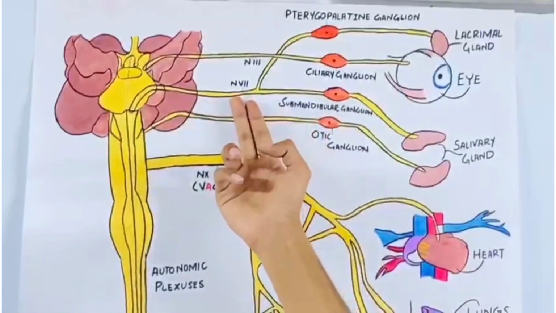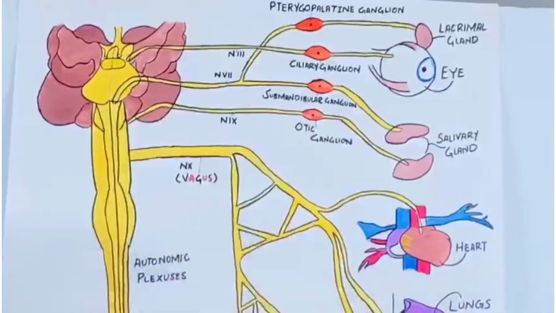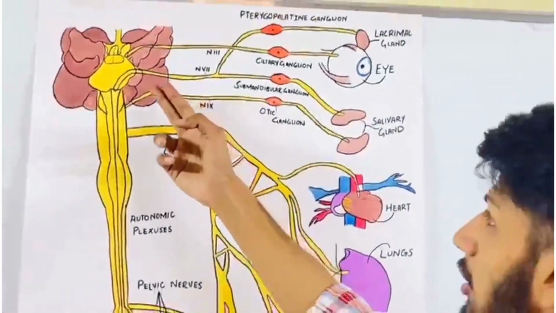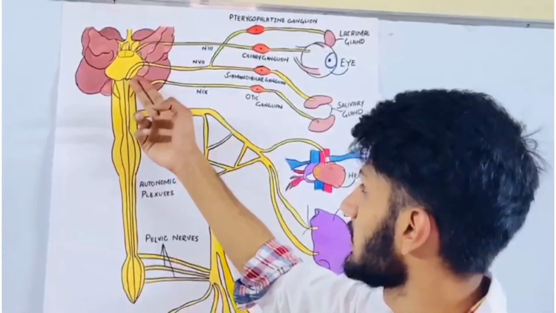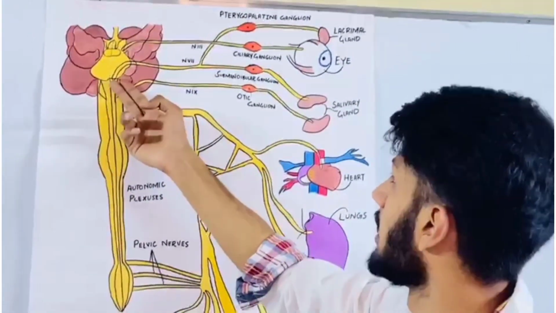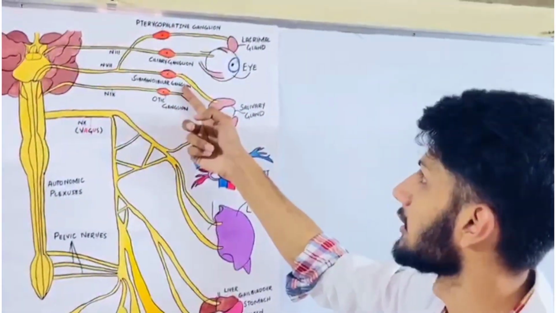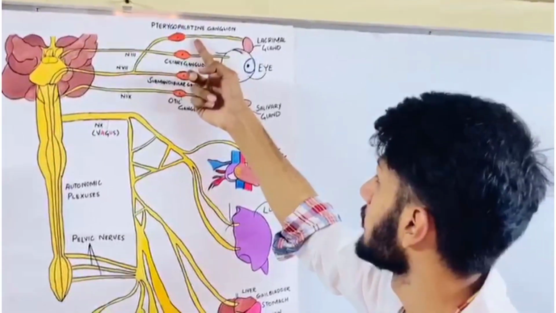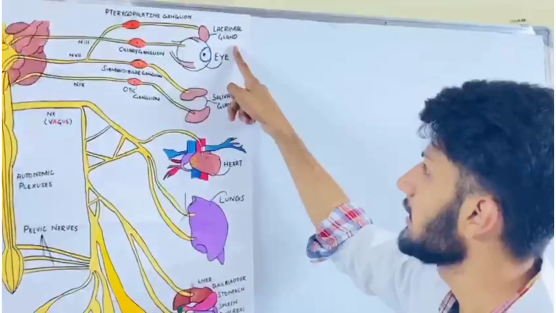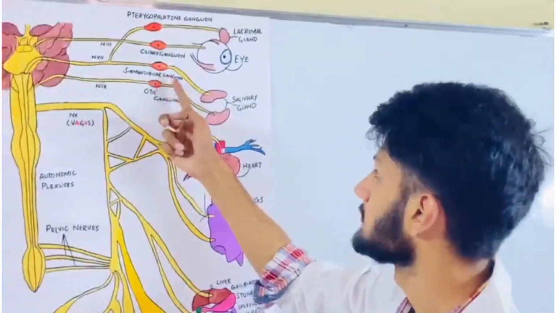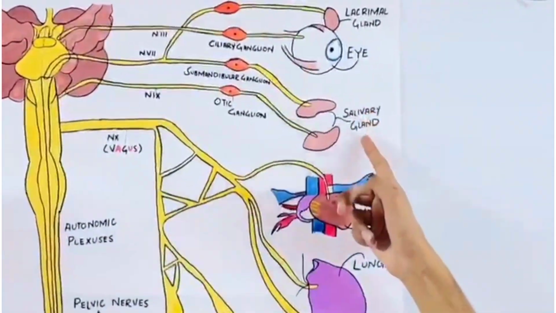The next is cranial nerve 7, which is the facial nerve. The origin of the facial nerve is the pons, and it has the pterygopalatine ganglion and the submandibular ganglion. The pterygopalatine ganglion innervates the lacrimal gland, and the submandibular ganglion innervates the salivary glands.